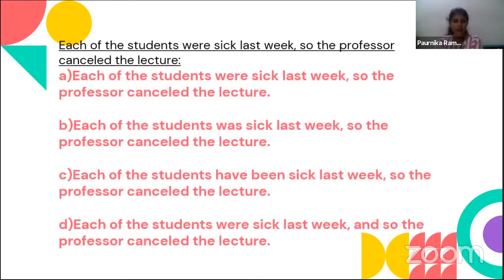So let's see this question. The underlined sentence has an error in it, and we have to modify the sentence and pick the right one. "Each of the students were sick last week, so the professor cancelled the lecture." While approaching these kinds of problems, we have a very tricky option, the D option, which most of the time is no modification, no error, no correction. This sentence appears to be correct. It appears like there is no mistake in the sentence, but there is.